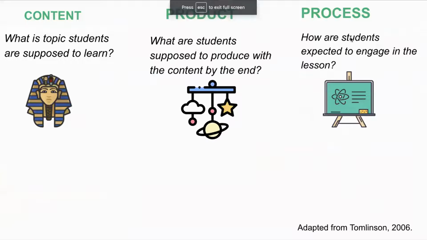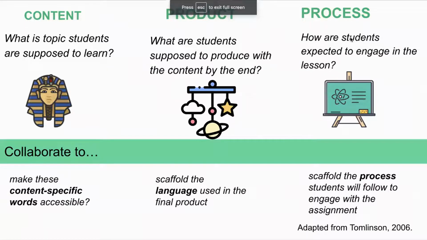Let me continue here. So when I look at these things, I say, okay, when the teacher tells me the content, I think to myself, what can I do to make the content accessible? In particular, content-specific words. When the teacher tells me the product, I think about, okay, how can I scaffold the language that's used in the final product? Notice I'm not differentiating here at all. I'm simply thinking about what can I do to help students?